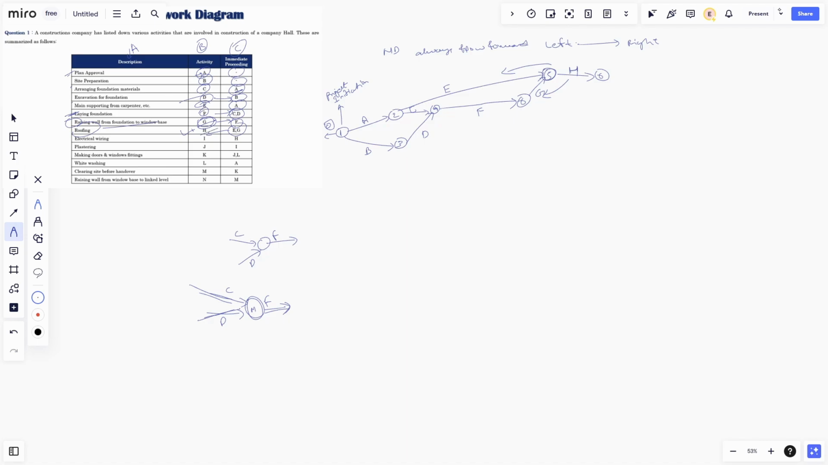Now we are going for the next one, that is task I from H. That's simple. We'll just mark it like this. Now the next one is J from I.